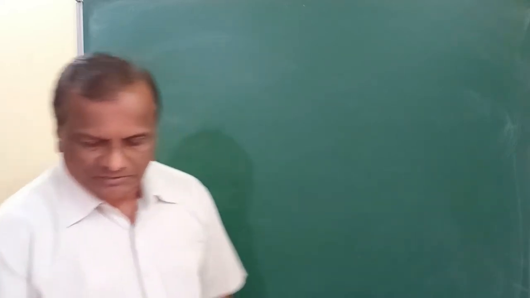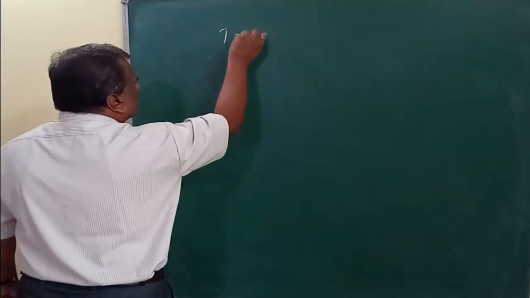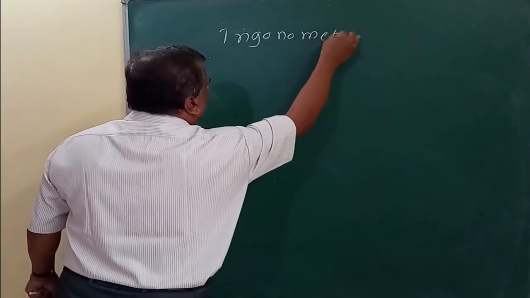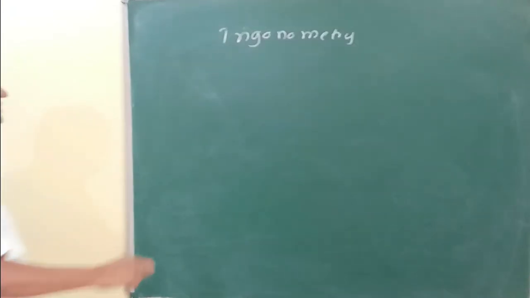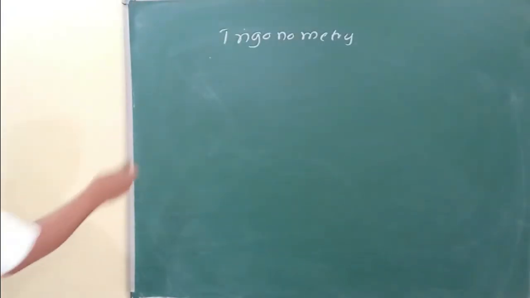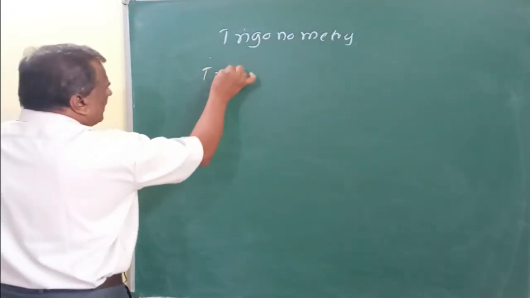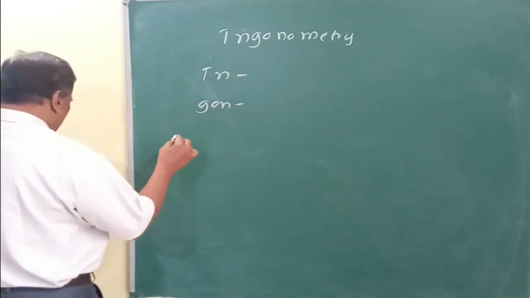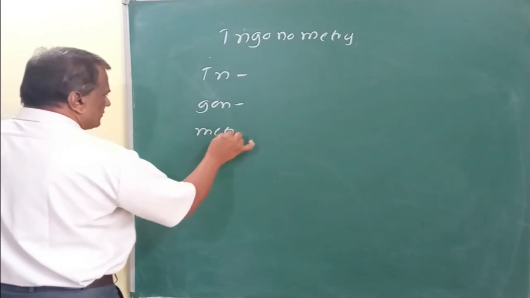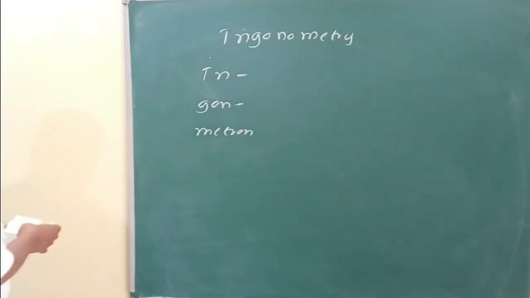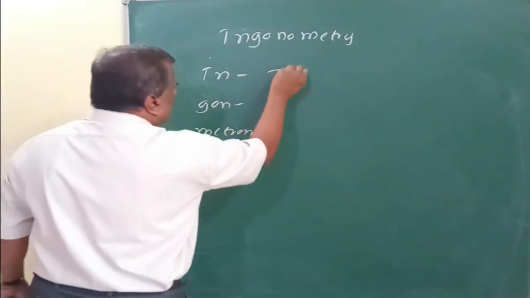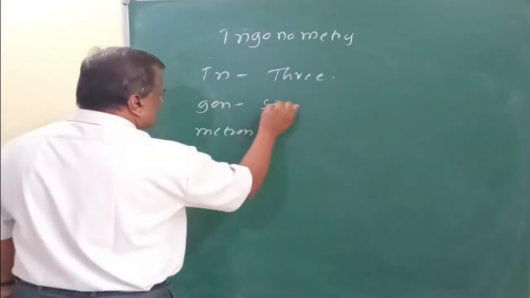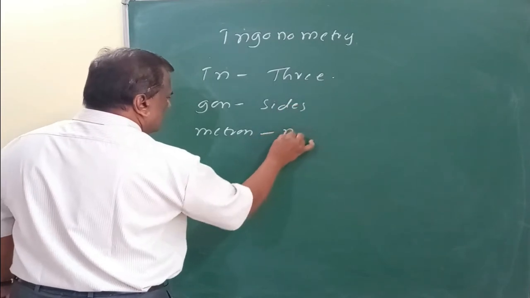Okay, so let me start. Alright, let us start with trigonometry. Trigonometry is made of three Greek words. One is tri, second is gon, third is metron. Tri means three, gon means sides, metron means measurement.